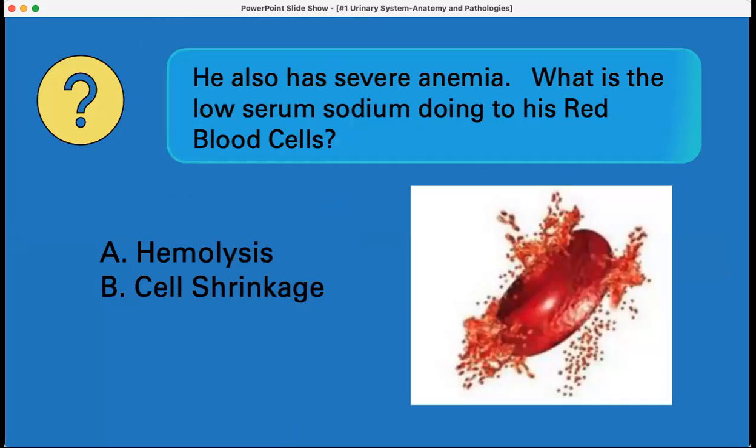This also causes severe anemia. Why does an extremely low serum sodium cause this severe anemia? What's it doing to the red blood cells? Is it causing hemolysis or cell shrinkage? And hopefully you can tell from this image that it's called hemolysis, where the red blood cells actually burst.